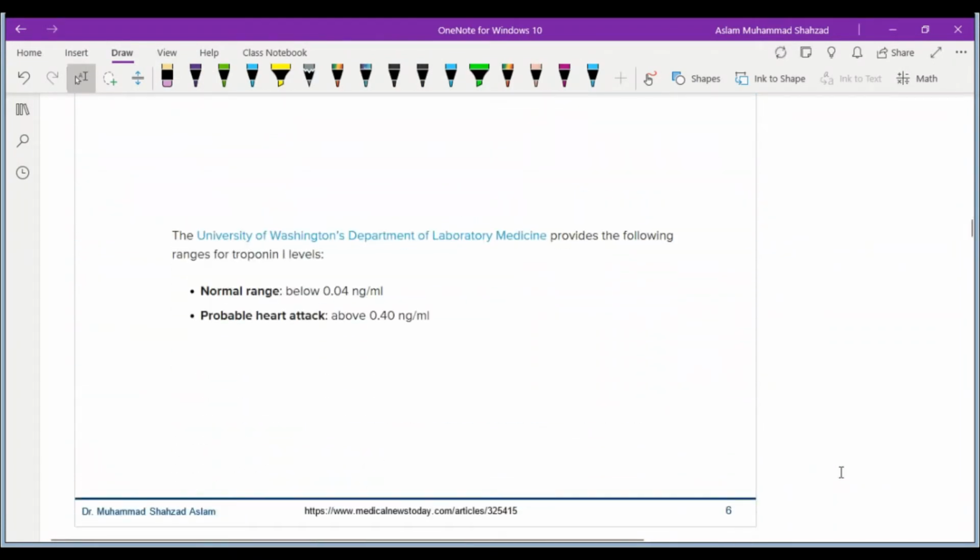So how is biochemistry helpful? If we know the troponin level, which we can also call troponin I or serum troponin, the normal range given by the University of Washington Department of Laboratory Medicine is 0.04 nanogram per ml. But if a patient has a probability of a heart attack, then the range would be above 0.4 nanogram per ml. So the troponin level can help to diagnose or identify a disease such as heart attack.